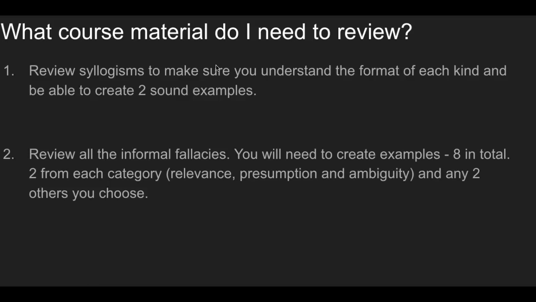The next step is to review all of the informal fallacies, and we know there are far more options there than syllogisms, and that they're divided into relevance, presumption, and ambiguity. And what you need to do is pick 2 from each of those big categories. So 2 relevance, 2 presumption, 2 ambiguity, and then 2 from any across the collection of informal fallacies. So basically you're going to have a total of 10 logic-related examples in this narrative, okay?